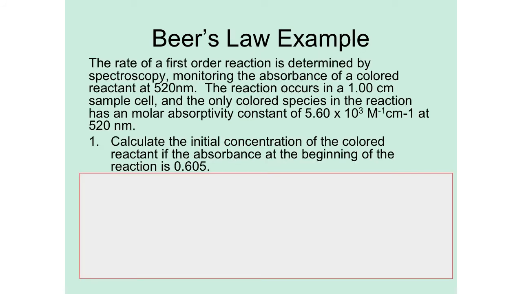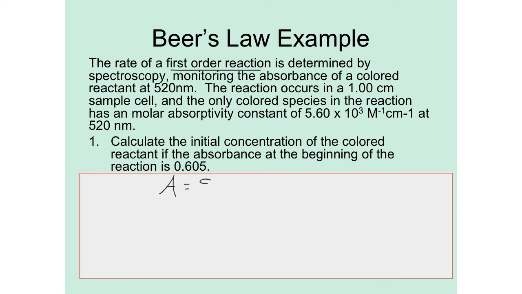So we'll take a look at this example here. So we are told in the problem that it is a first order reaction. And we are measuring the absorbance of a colored, so something other than clear, solution at 520 nanometers. The reaction occurs in a 1 centimeter sample cell, so the path length is 1 centimeter. The only colored species in the reaction, so there's nothing else that would change the absorbance, and they give us the molar absorptivity constant. So we are calculating the initial concentration of the solution at the beginning of the reaction.